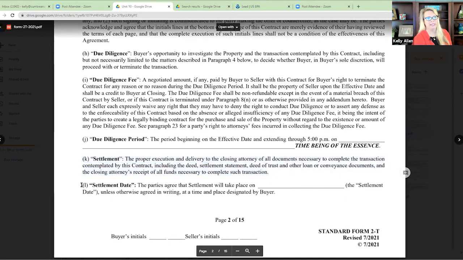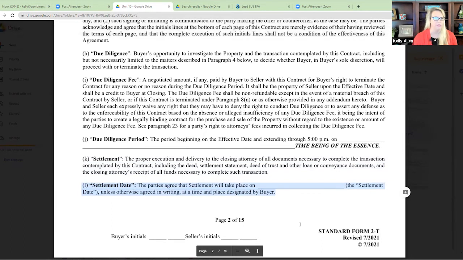So the settlement really is the gathering of everybody and all of the materials getting together, ready to sign all of our documents. Settlement date. The settlement date is defined as: the parties agree that settlement will take place on blank date unless otherwise agreed in writing at a time and place designated by the buyer. So the buyer gets to decide where the settlement meeting is going to take place, and the buyer hires the closing attorney, just in case you get that test question.